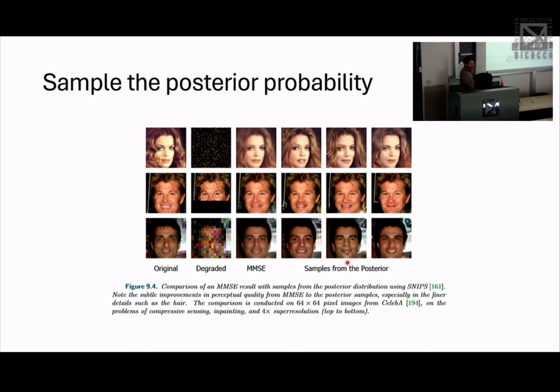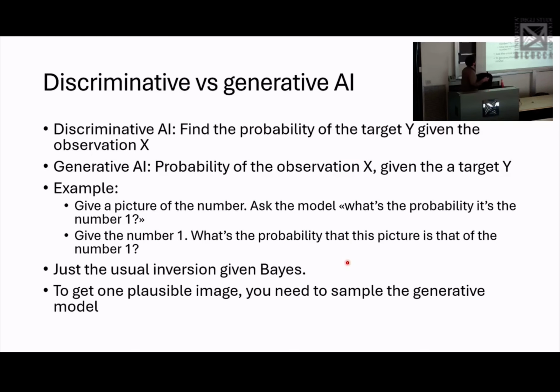Now, this will be just a comment. You need to remember the difference between discriminative AI versus generative AI. In discriminative AI, you find the probability of a target Y given the observation X. In generative AI, we do the other way around: the probability of the observation X given a target Y. Of course, you can see that they are extremely strongly related.